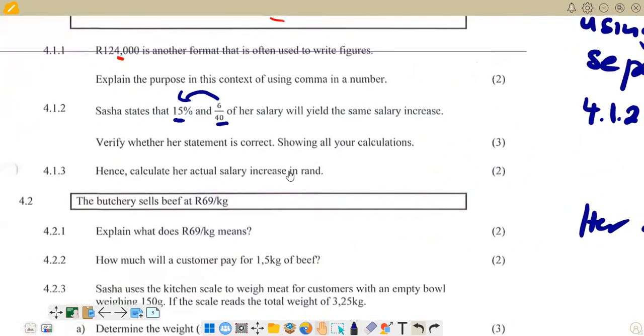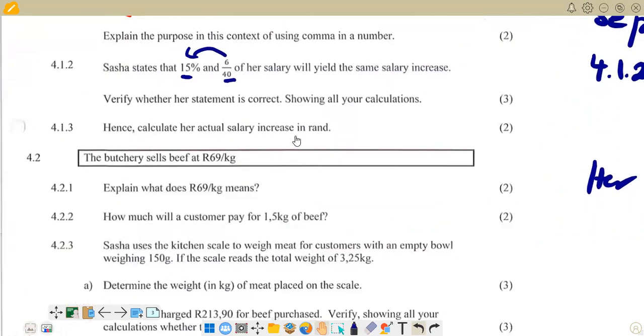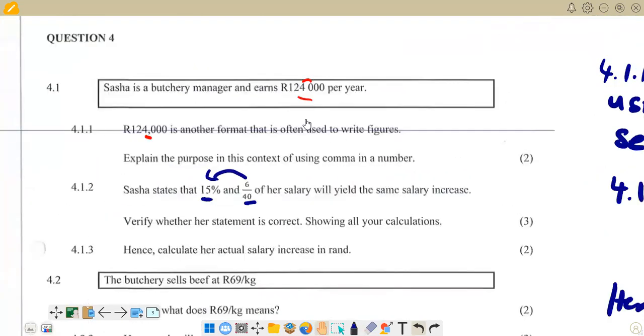Then we move on to the next question. The next question is, hence calculate the actual salary increase in rand. We are told that the salary increase in 4.1.2 is 15%, and now they want the actual amount of the salary increase. So basically, we are just going to say 15% of the salary. If you go up there, you see that you are given the salary at the beginning of the question: Sasha, the butchery manager, earns 124,000.